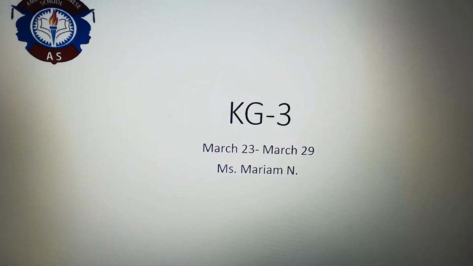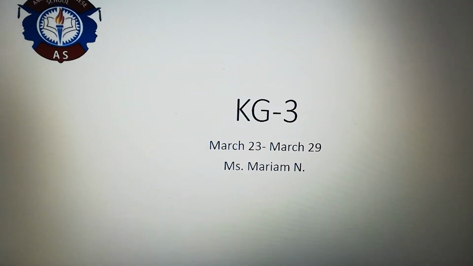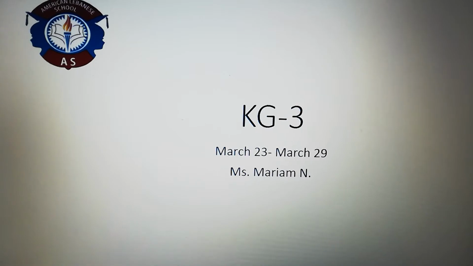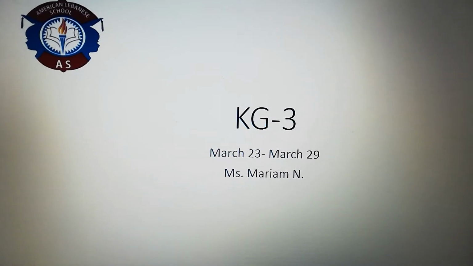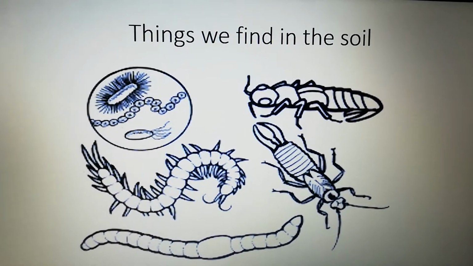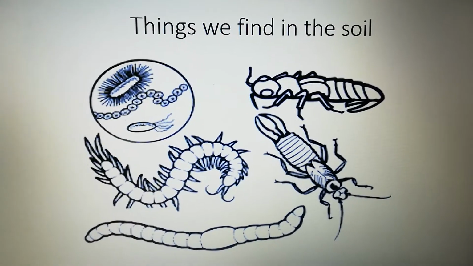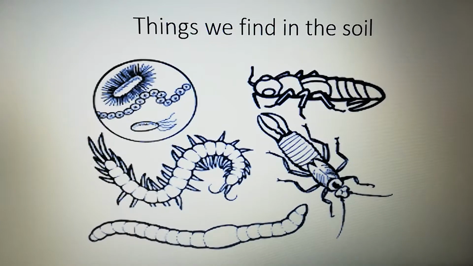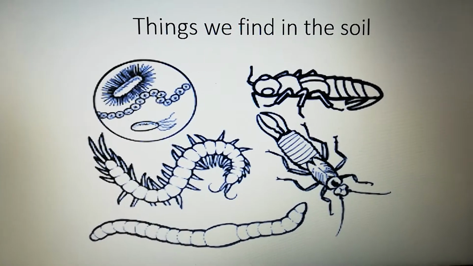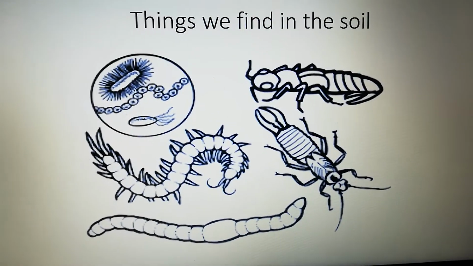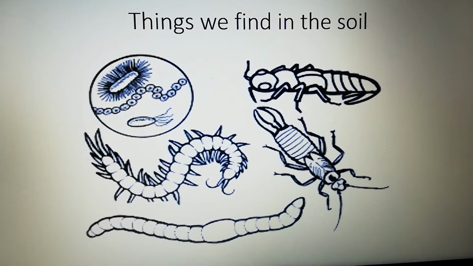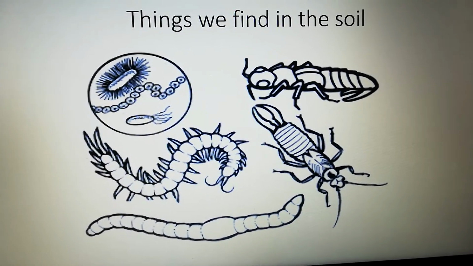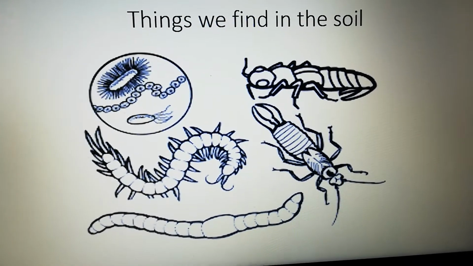Today we're going to talk about the things that we can find inside the soil and about the natural habitat of living things. So let us take a look at the things that are found inside the soil. Normally we know that plants live in the soil because plants take minerals from the soil in order to make their food and grow. But there are also certain living things that are found inside the soil.